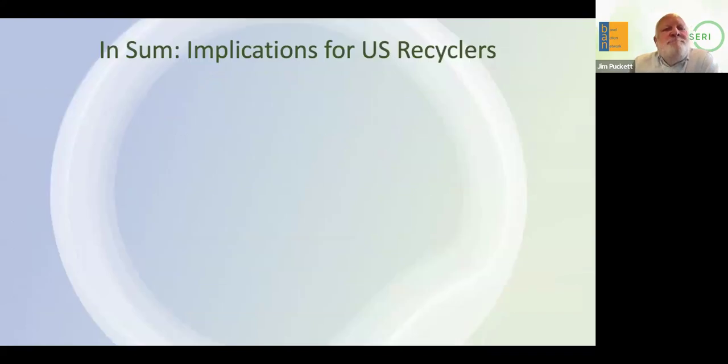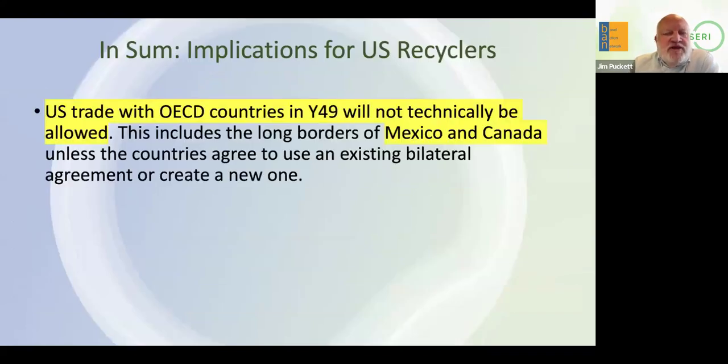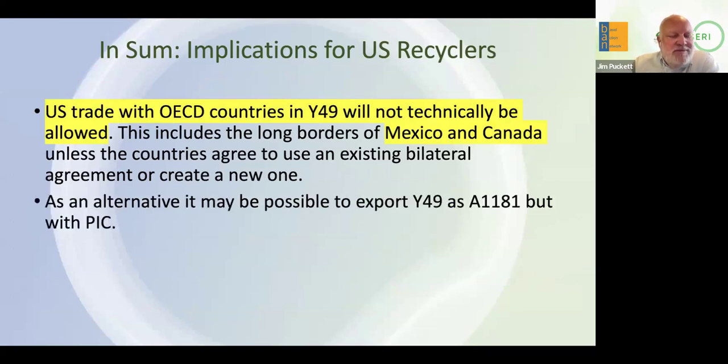So in sum, the implications for US recyclers on these new e-waste amendments is that US trade with OECD countries in Y49 will not technically be allowed. This includes the long borders of Mexico and Canada, unless the countries agree to use an existing bilateral agreement or create a new one. As an alternative, if you can get both countries to agree, it may be possible to export Y49 as hazardous e-waste, but that would be with PIC.